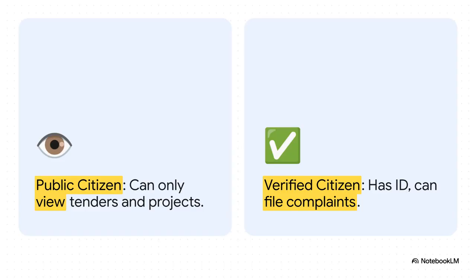Now, what's really interesting about this slide is the stark contrast. We are moving from a purely read-only state to an actionable one. A verified citizen is someone who is authenticated with an actual national ID. Because the system now knows exactly who is making the request, it unlocks the file complaint permission.